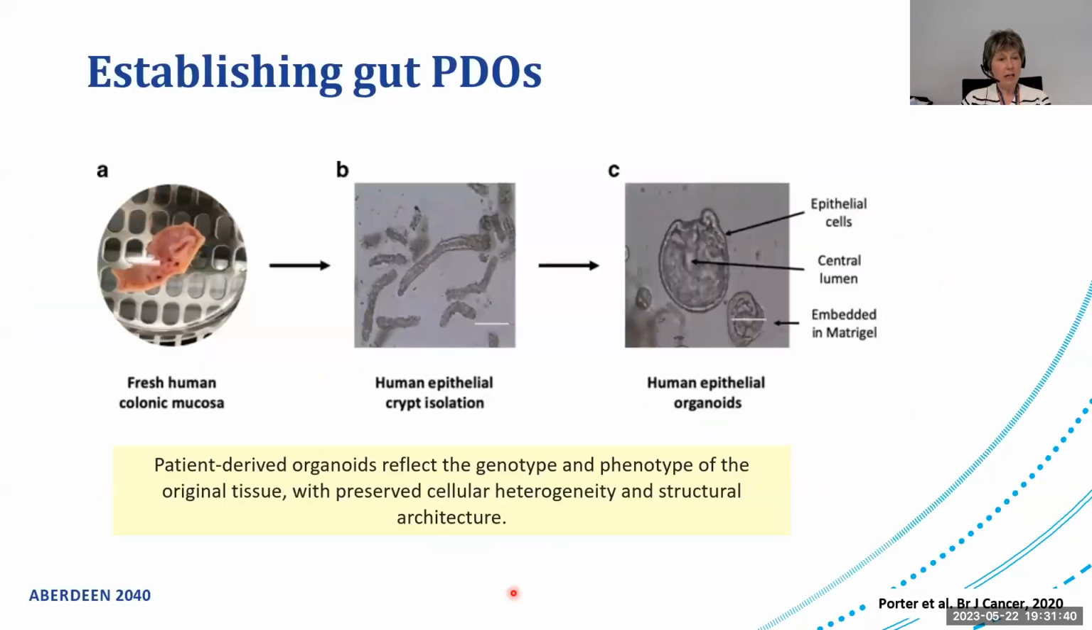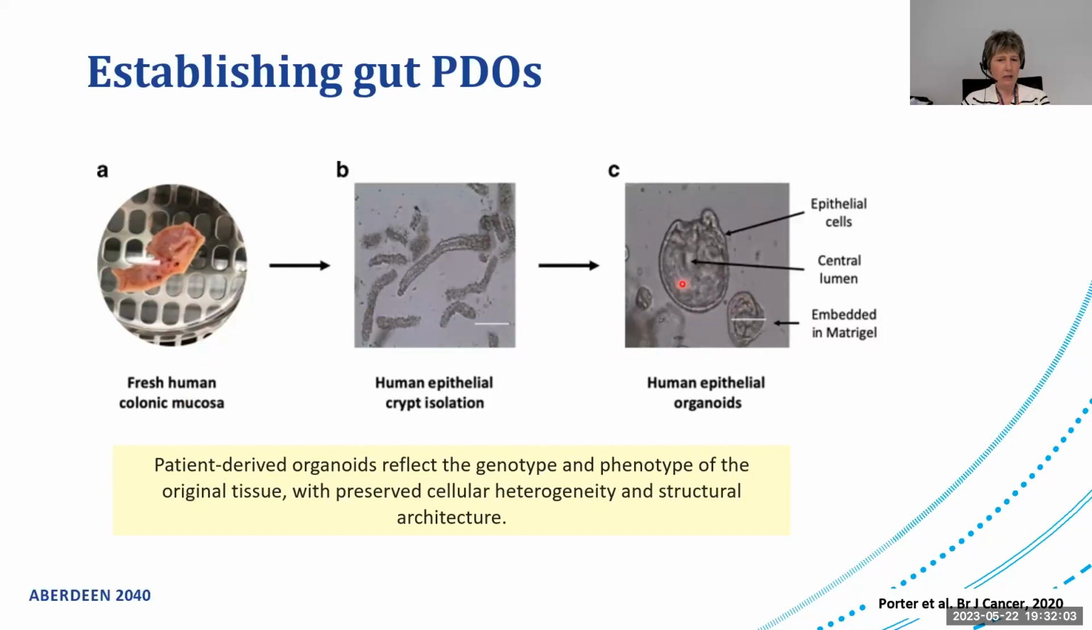And it's not just in the breast world that people have looked at establishing patient-derived organoids. This is some work from a former colleague who used to work alongside me at the University of Aberdeen, who is interested in the gut. And they were able to take colonic mucosa and isolate the crypts from the colon. You can see here the crypt isolation.